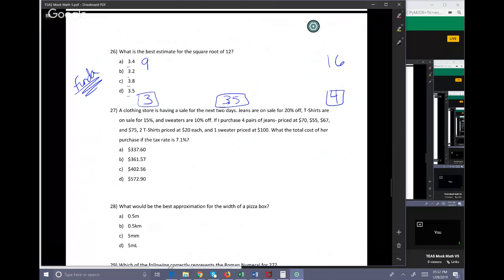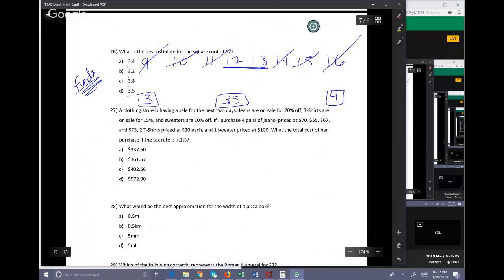How many numbers are there between 9 and 16? So there's 9, 10, 11, 12, 13, 14, 15, and then 16. I did that very unevenly, I apologize. So 10, 11, 12, 13, 14, 15, and 16. Ignoring 9 and 16, how many are there? There's 1 and 1, 2 and 2. Right between 12 and 13 is perfectly centered between 9 and 16.